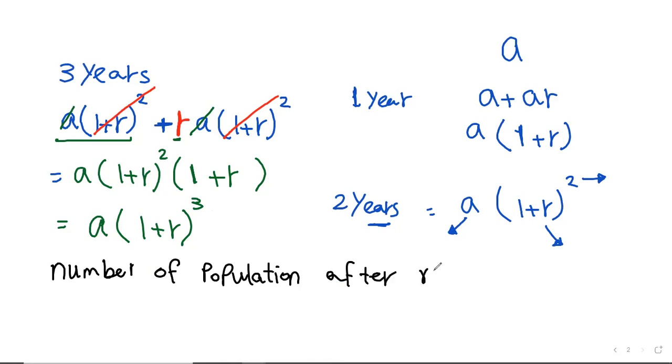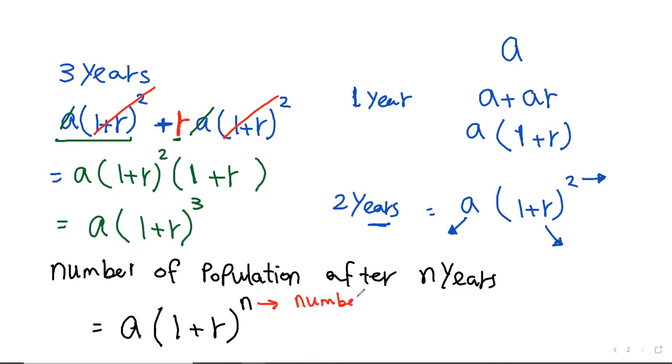After n years is going to be A, the original number, multiplied by 1 plus r to the power of n. Let's analyze it. What is n? N is the number of years. What is r? R is the rate.